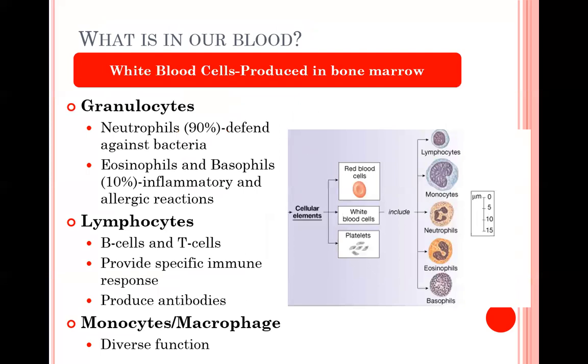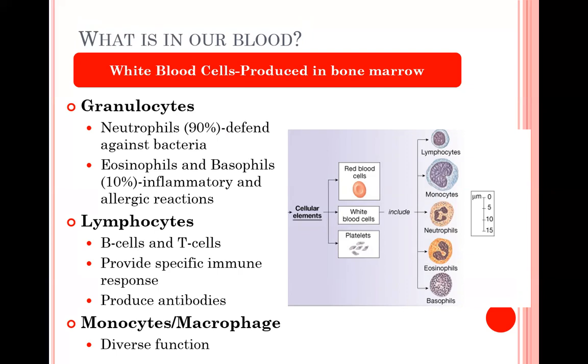White blood cells are produced in the bone marrow, and this is where we get our T cells and B cells from. They're made up of granulocytes, which are mostly neutrophils, about 90%. The rest are eosinophils and basophils, and they come into play with inflammatory and allergic reactions.